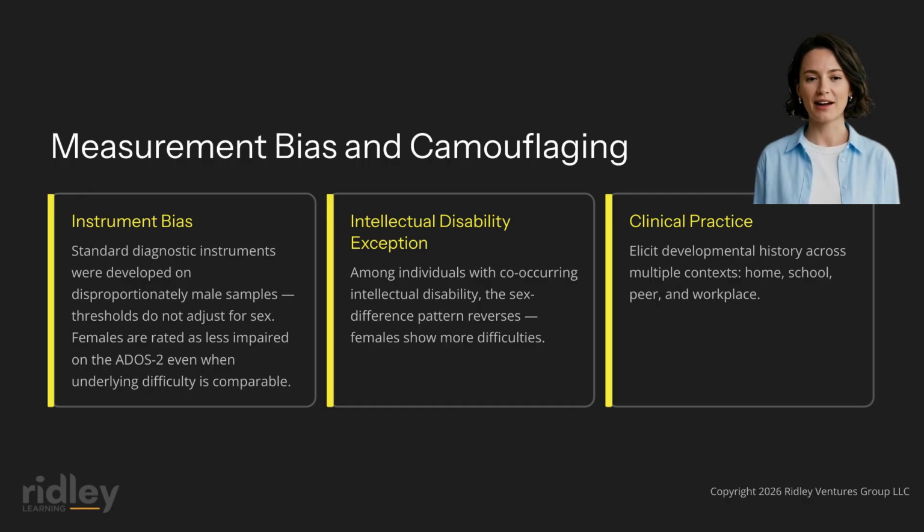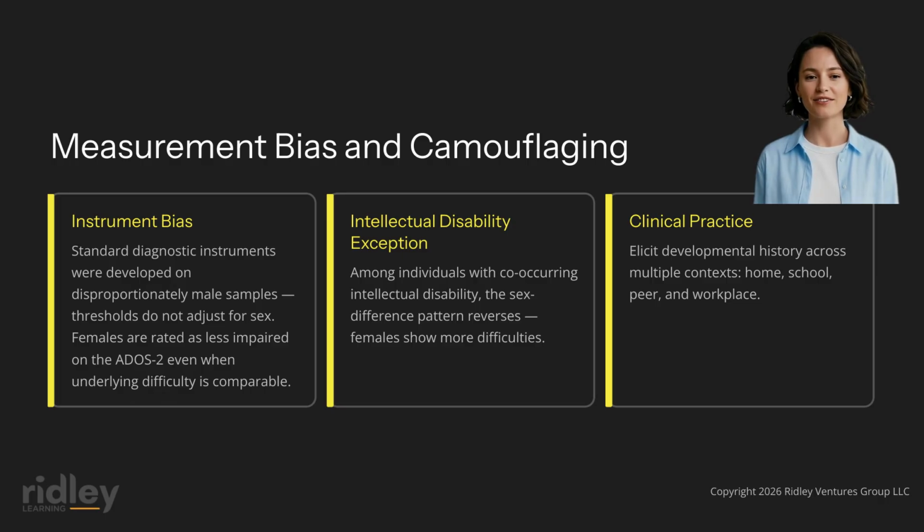Burrows and colleagues' 2025 JAMA Network Open analysis of 4,550 children from the Baby Siblings Research Consortium documented moderate measurement bias in the ADOS. Females were rated as less impaired than males on eye contact, response to joint attention, and quality of social overtures, even when underlying social communication difficulty was comparable. This reflects the fact that standard diagnostic instruments were developed on disproportionately male samples, and that thresholds don't currently adjust for sex. Camouflaging further erodes detection.